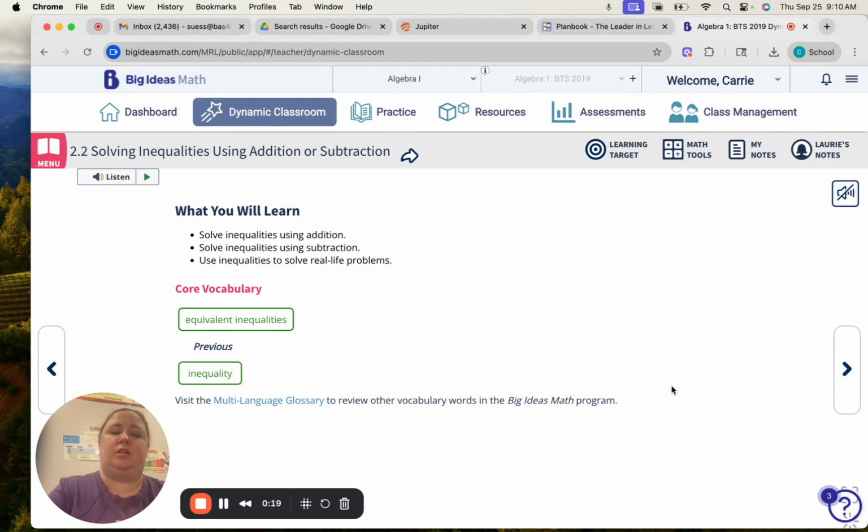Tell me what the definition of equivalent inequalities is. Eliana. An inequality that have the same solution. So an inequality that have the same solution. Very good.